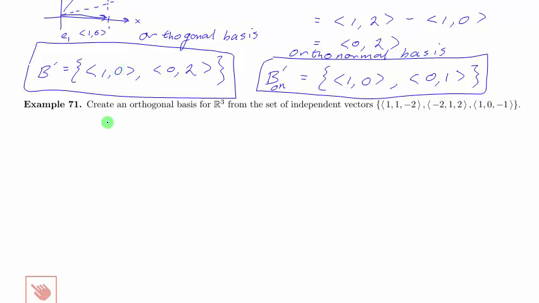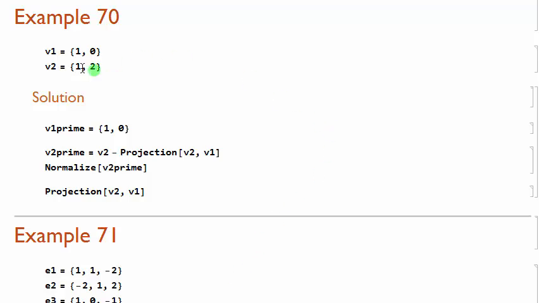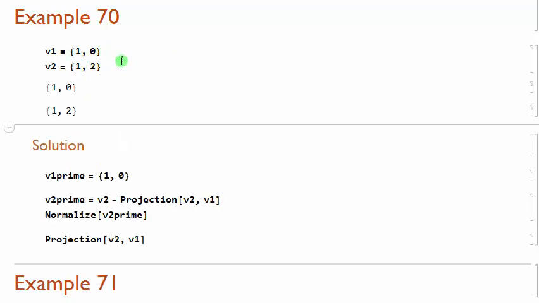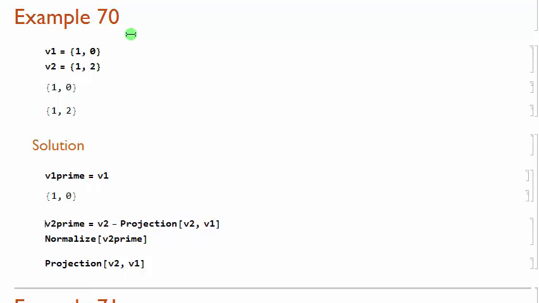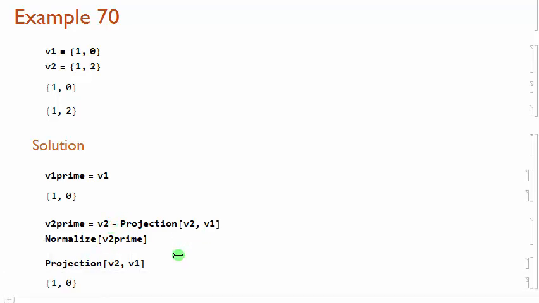The implementation of this in Mathematica is fairly straightforward. Let's just jump over there before we do the next example. We're going to define our two vectors. You can say v1 prime is just equal to v1. That's maybe even a better way of emphasizing what we're doing here. And you could run this in a loop, but when we have just two vectors, there's not really a need to do that. We're going to take v2 prime, create that by taking v2 and subtracting the projection of v2 onto v1, and you can compute that using the projection command.